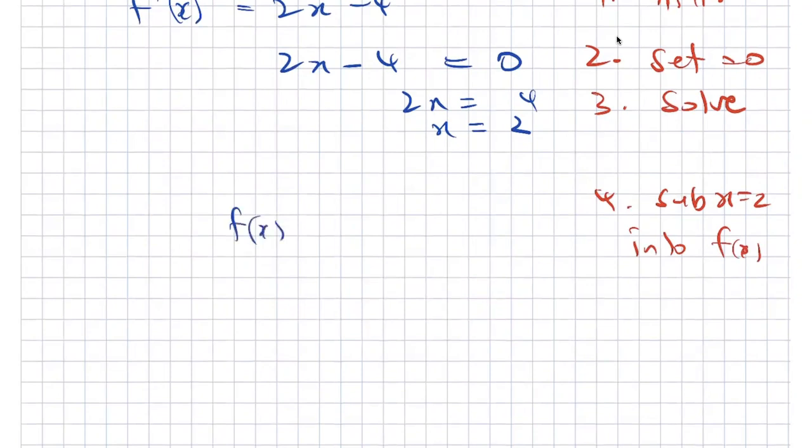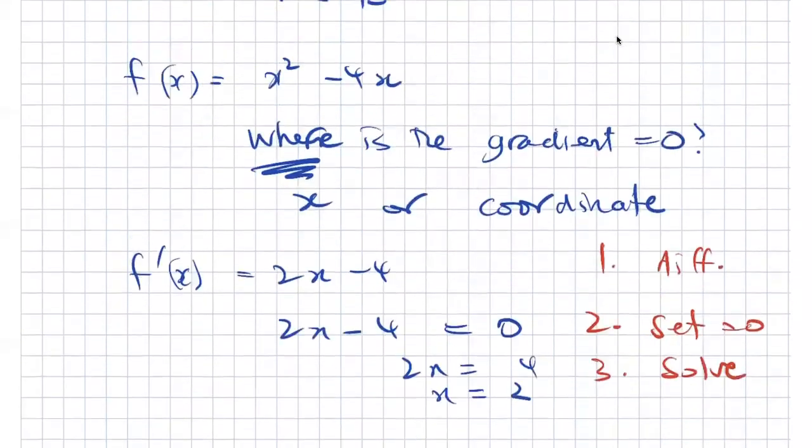So f of x is equal to x squared minus 4, I think that's what it was, wasn't it? No, minus 4x.